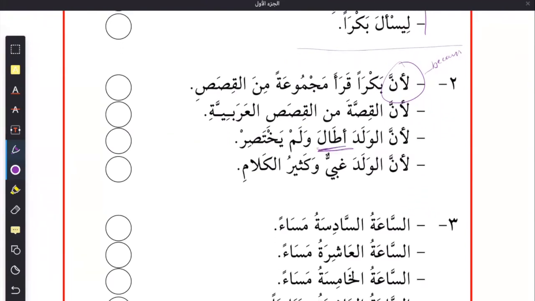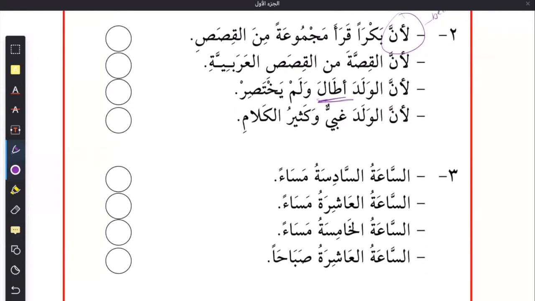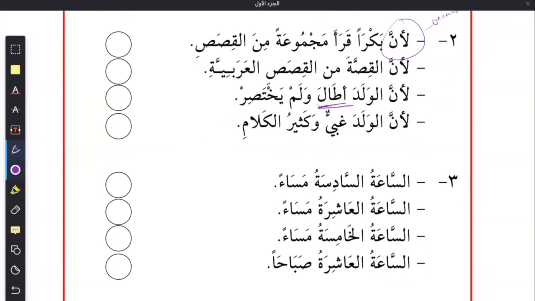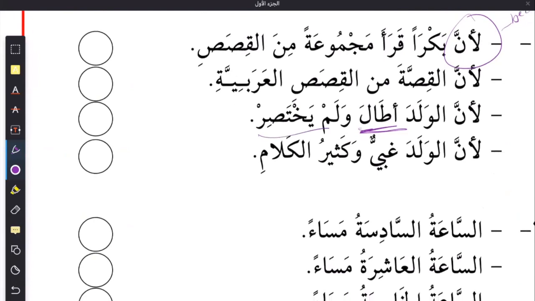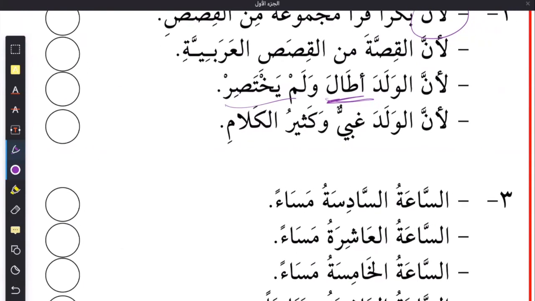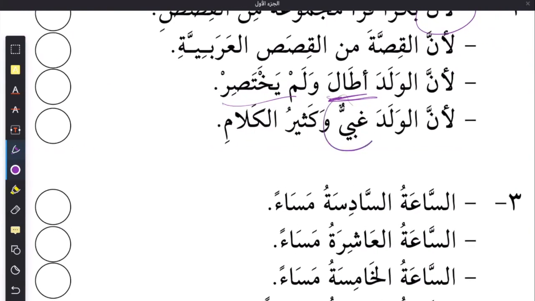Who remembers أطال? If you don't, make sure you know أطال is to prolong. I remember اختصر. We had this one. لأن الولد غبي. Who remembers what غبي means?